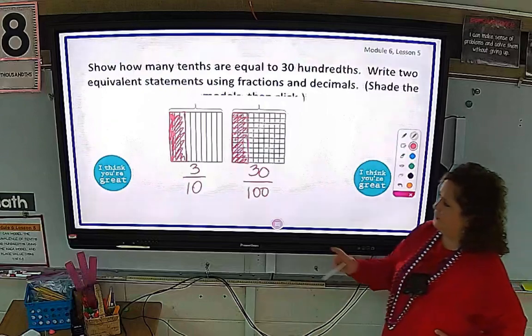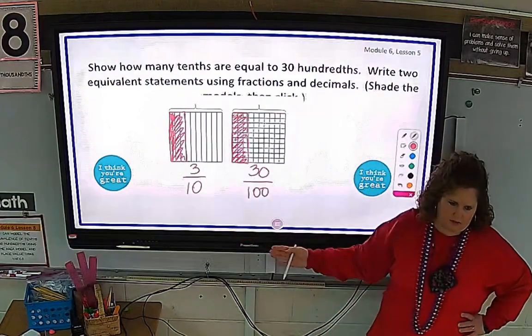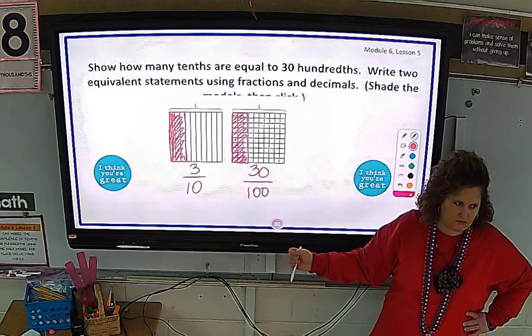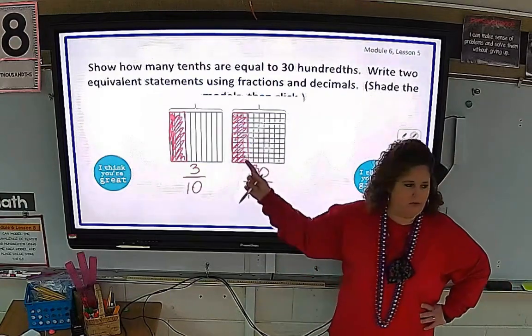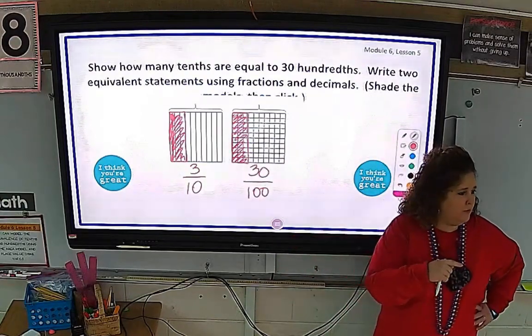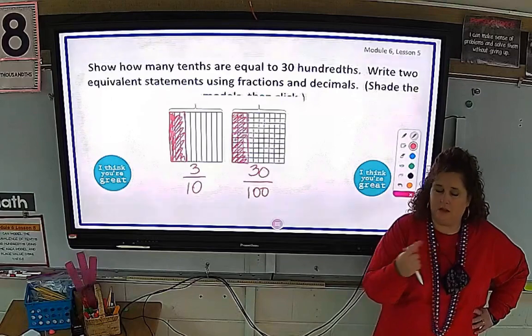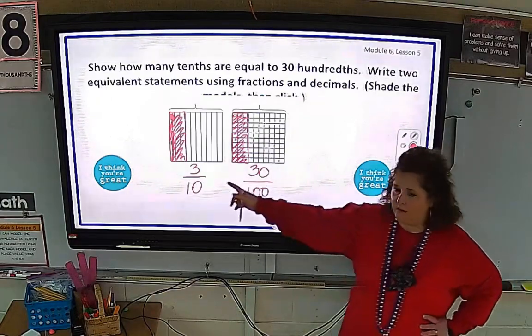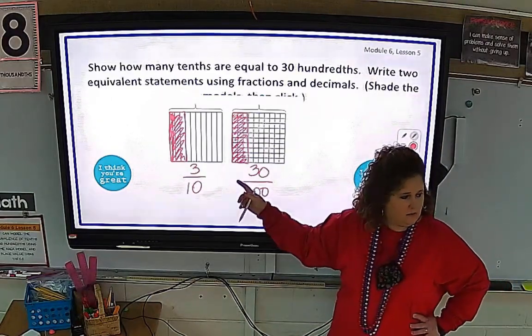Is 3/10 and 30 hundredths equal to each other? Can you see it in the area model? Yes. But with multiplication, what would it be? What would I need to write right in here? Yeah. Times 10.